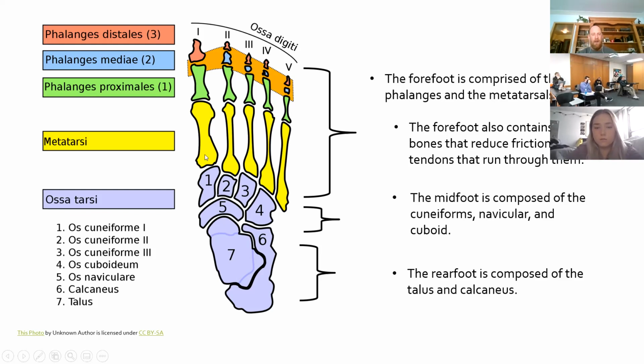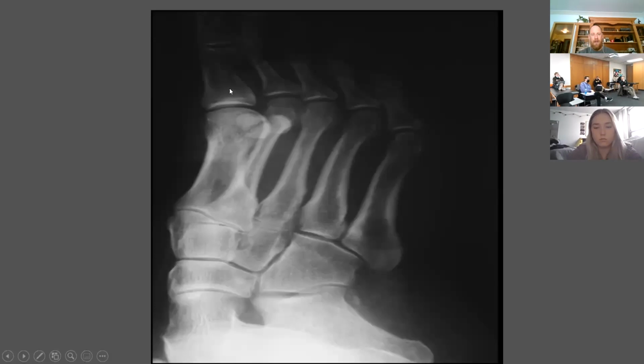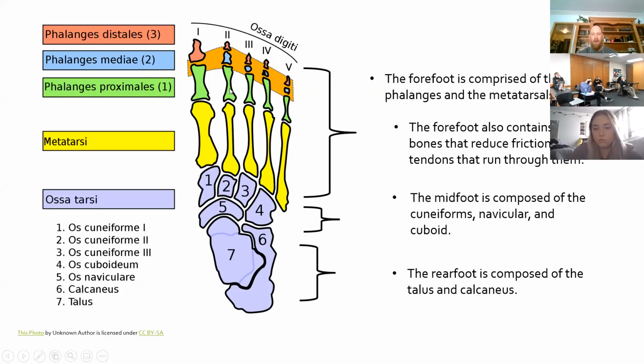But if we move up from number 1, first metatarsal, then we have our first phalange. So we have our proximal phalanx and our distal phalanx. If we move laterally, second toe, we have a proximal, middle, and a distal phalanx. And we can see toes 3, 4, and 5, the same thing going on. Proximal, middle, and distal phalanx.